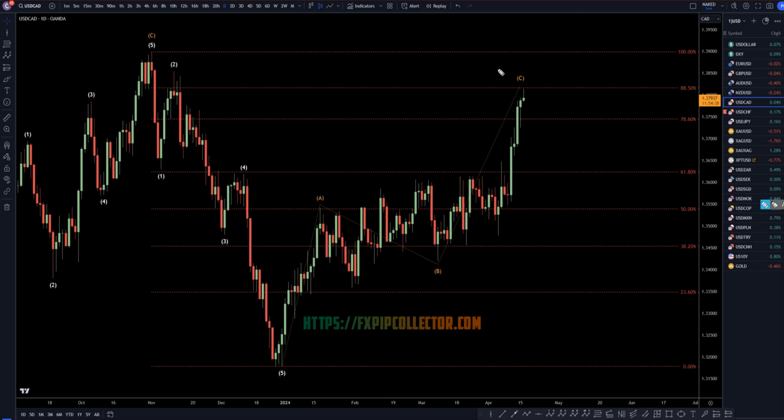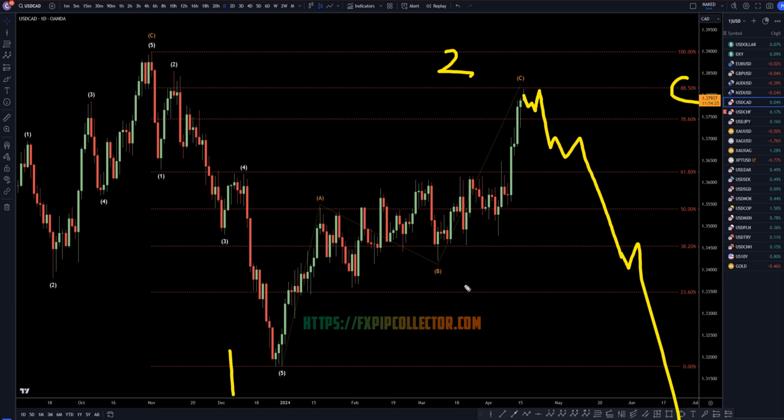Going down to the daily time frame, for now I am calling this potentially a wave 2 still, a big ABC. We are at the 88.5, which is actually not really a great sign for it continuing back down. Maybe today's Canadian news will come out really positive for the Canadian, and maybe it will cause a big push down for the beginning of this wave 3.